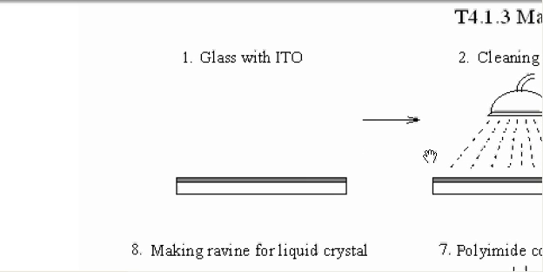Today we will discuss the LCD cell manufacturing process for TN and STN. That is not a TFT LCD, it's just a TN and STN. First, we will purchase the glass with ITO. You can see the thin layer of ITO is on the top of the glass.